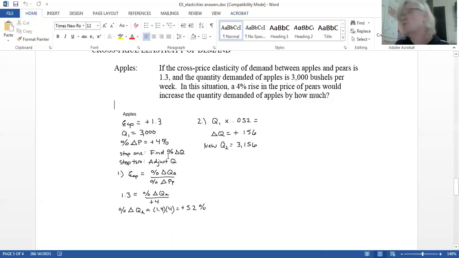When we use our general formula, because we only have the one Q1, we don't have a second Q, and we don't have a P1 or a P2, we're going to have to use the general formula. So the cross price general formula says that the elasticity cross price is equal to percentage change in quantity of apples divided by percentage change in the price of pears. Plug in what we know. The 1.3 is equal to percentage change in quantity of apples divided by the percentage change in the price of pears. Plugging in the 1.3 for the cross price elasticity and positive 4 for the percentage change in price, manipulating the algebra.